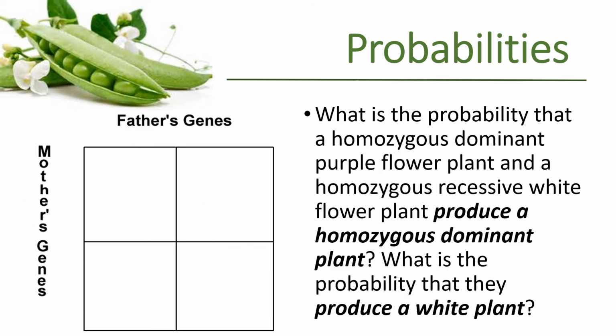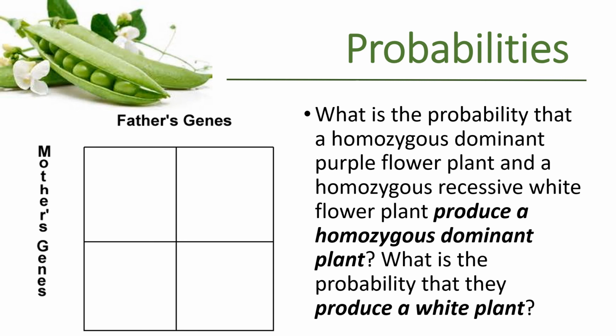So I want you to try to do this one on your own. Answer the question to the right, and then come back and we'll do the solution together. What is the probability that a homozygous dominant purple flower and a homozygous recessive white flower produce a homozygous dominant plant? And what's the probability that they produce a white plant?